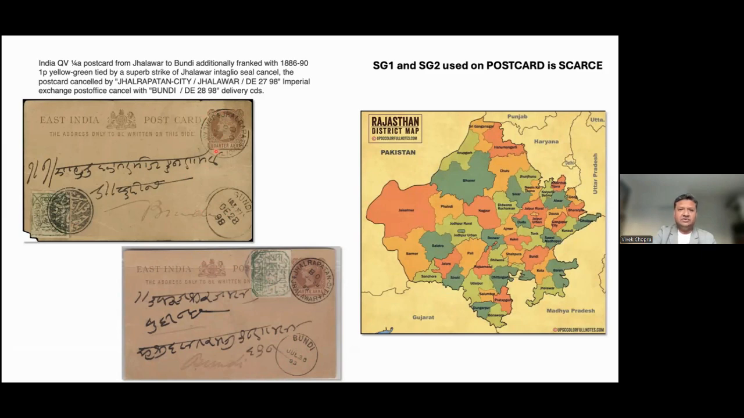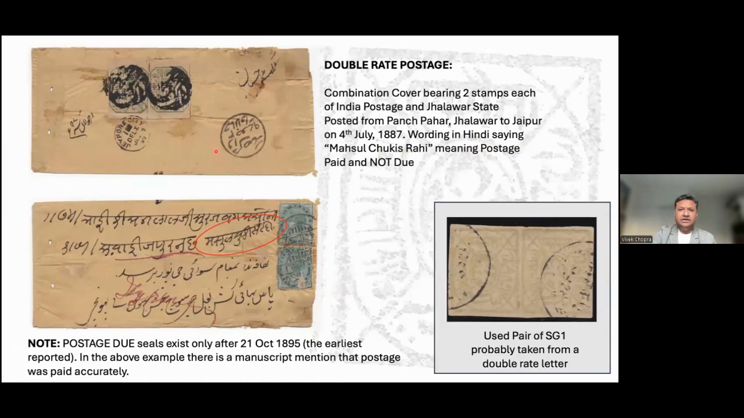So these are also pretty hard to come by, but always give you a lot of fascinating insight into the postal services. And here's an example of a double rate postage. So you can see that the envelope is pretty large. So it was, I mean, a lot of pages were sent inside.